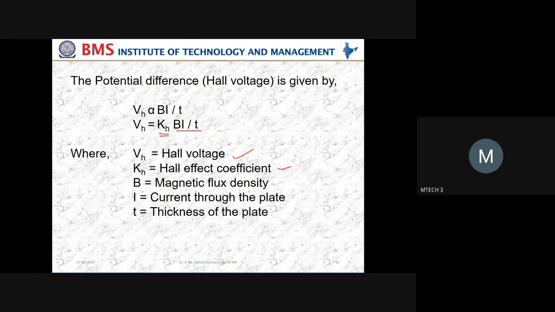What you need to understand here is a few things, so please listen carefully. For a particular conducting material, the thickness of the conducting material is going to be constant. As the material is the same, obviously the Hall effect coefficient of that material is also going to be constant. Now, which are the variable parameters in this equation?